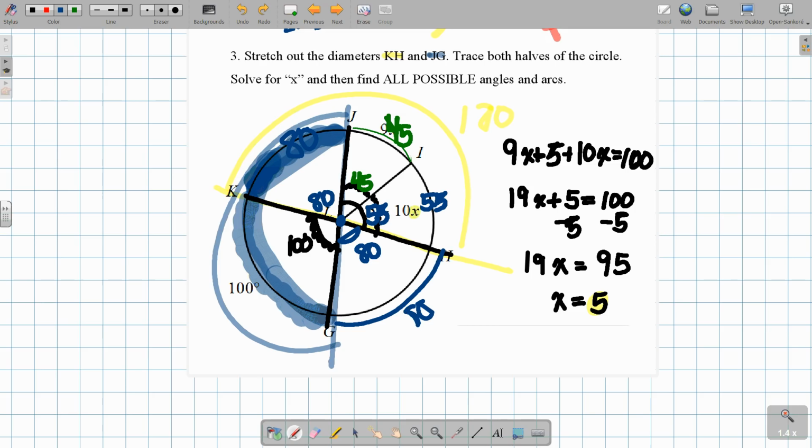So much information, guys. So don't overlook vertical angles. Watch out for those. Straight lines. Anytime you have two intersecting straight lines, you have vertical angles.